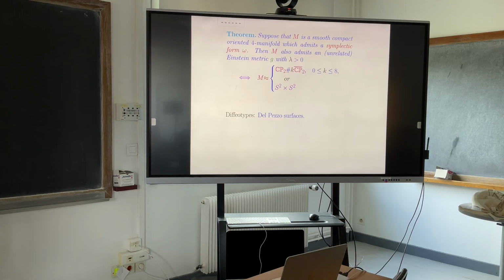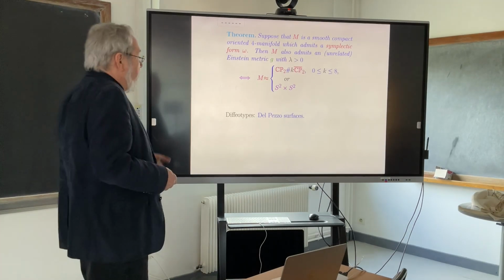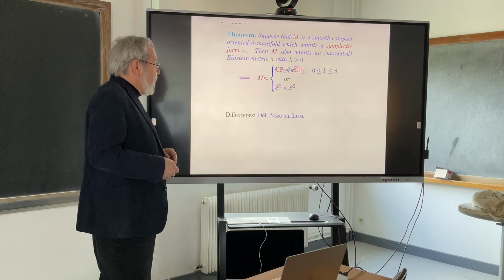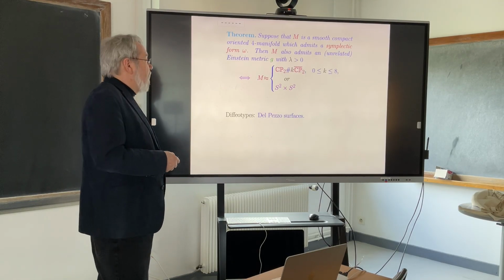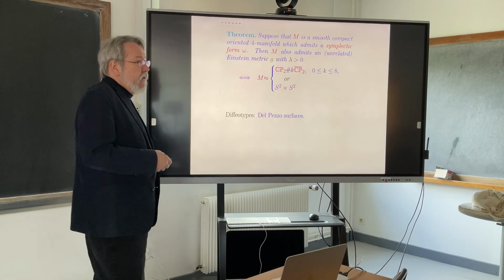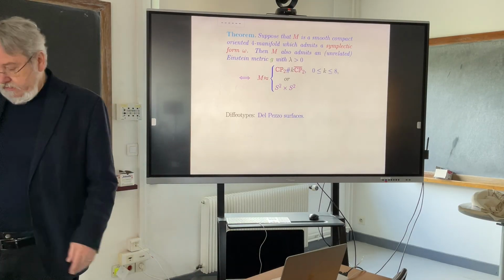If you had another complex surface that wasn't on this list up to diffeomorphism, there would be an obstruction. It couldn't happen. The other thing to worry about is, here we have a list of candidates, and we want to show that each of these does admit an Einstein metric with lambda positive.